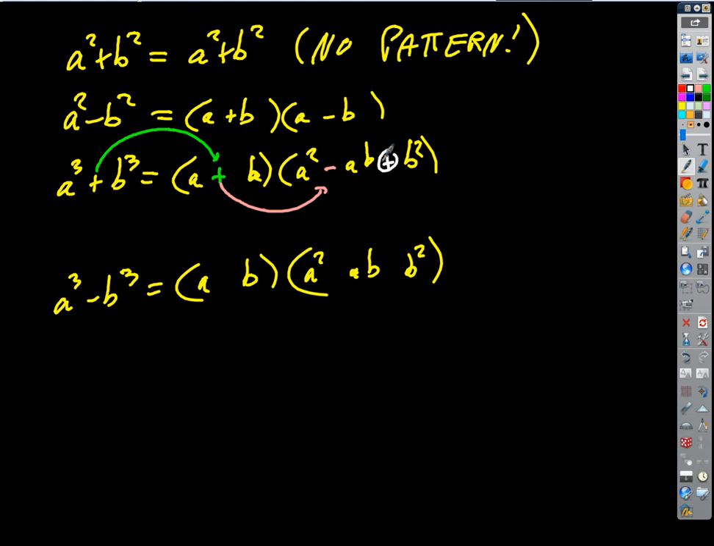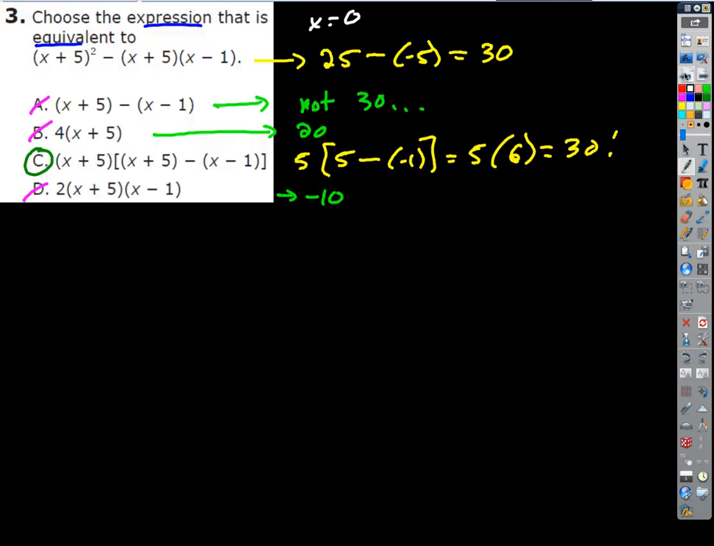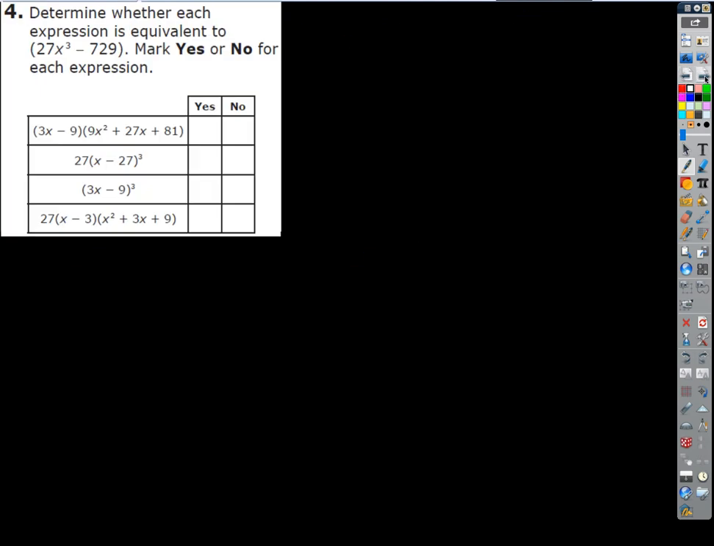Remember that? Okay, so down here we're going to get minus, plus, and plus, right? And so we could use those patterns, and we could rewrite this thing if I'm starting off with 27x cubed minus 729.